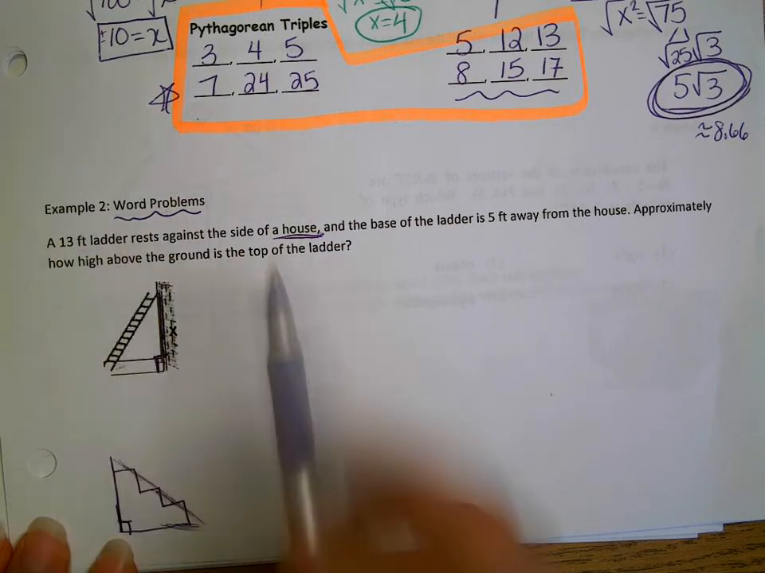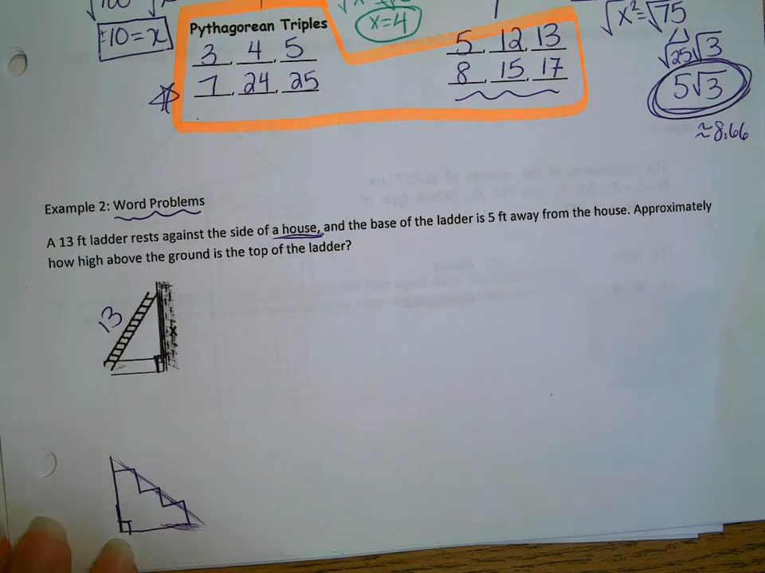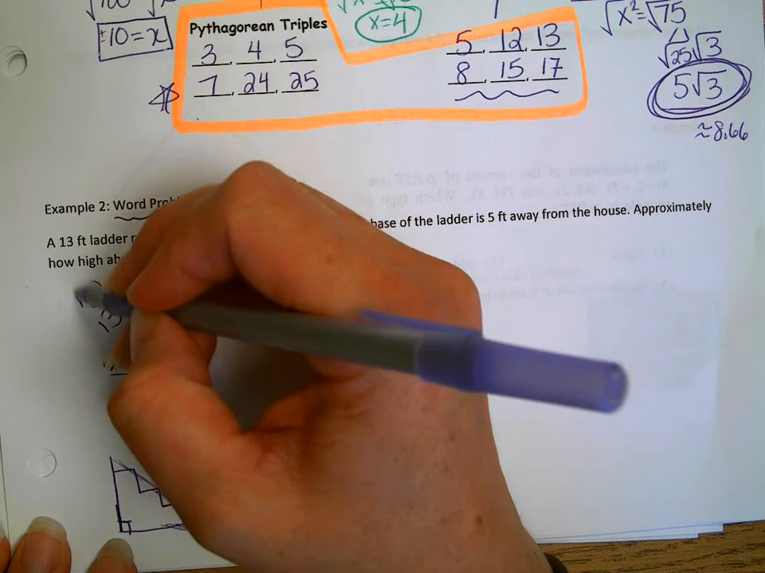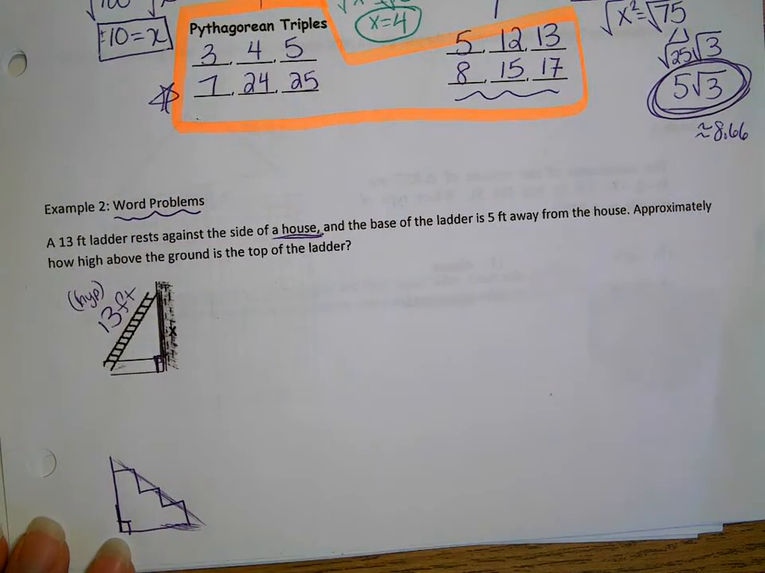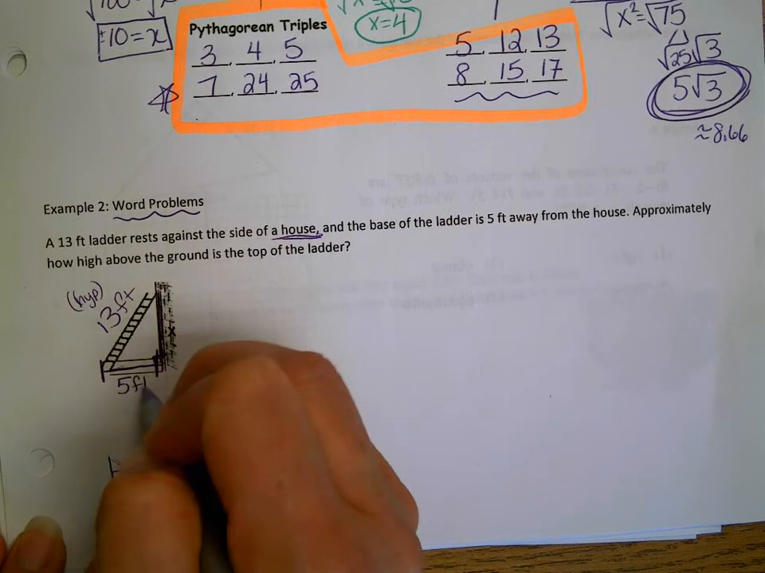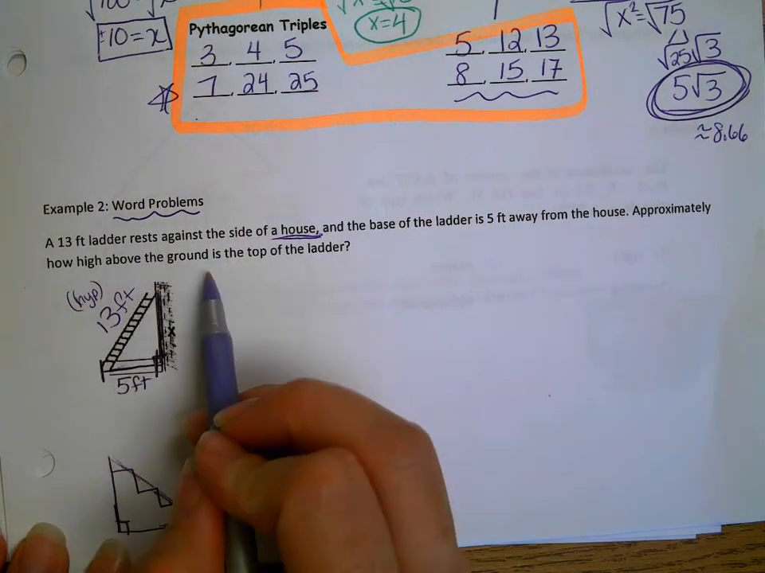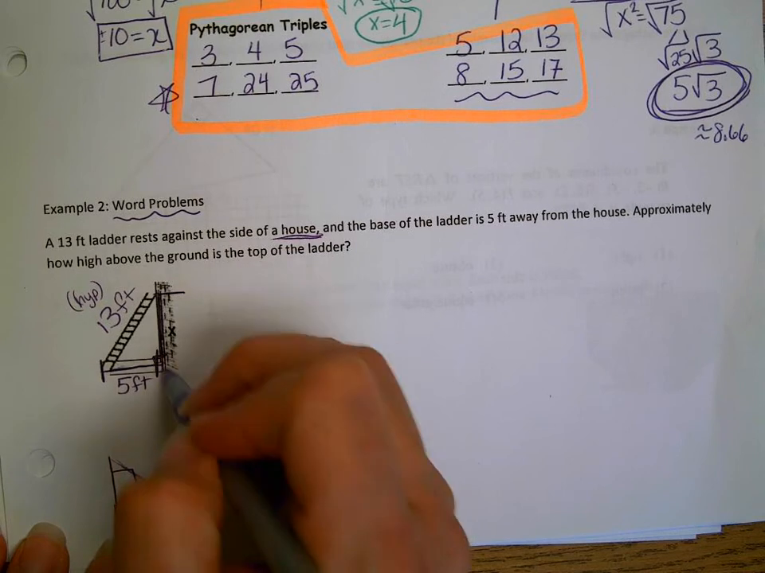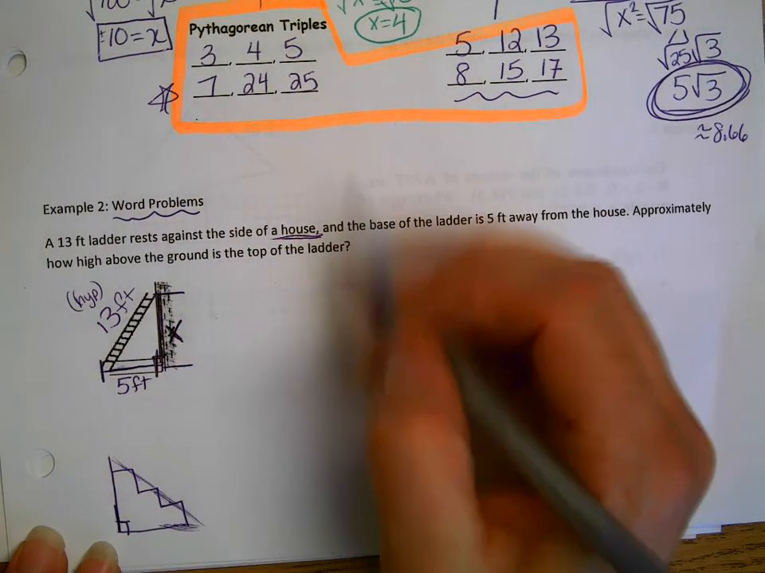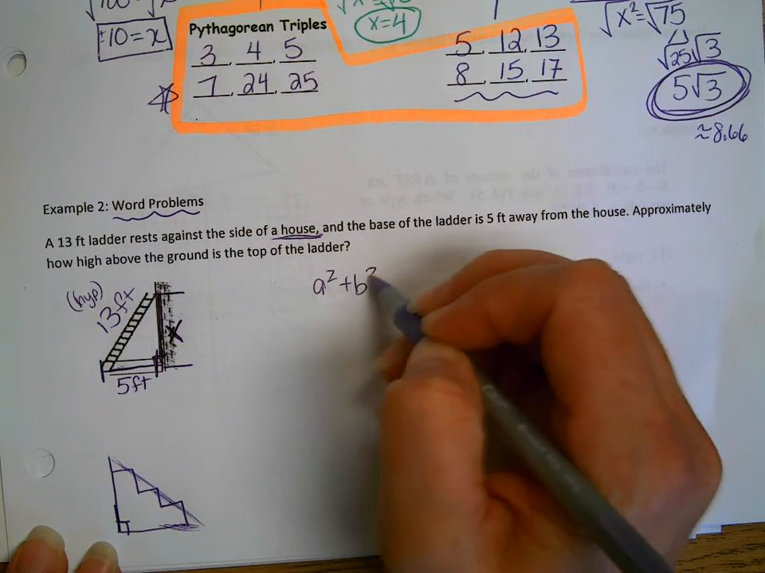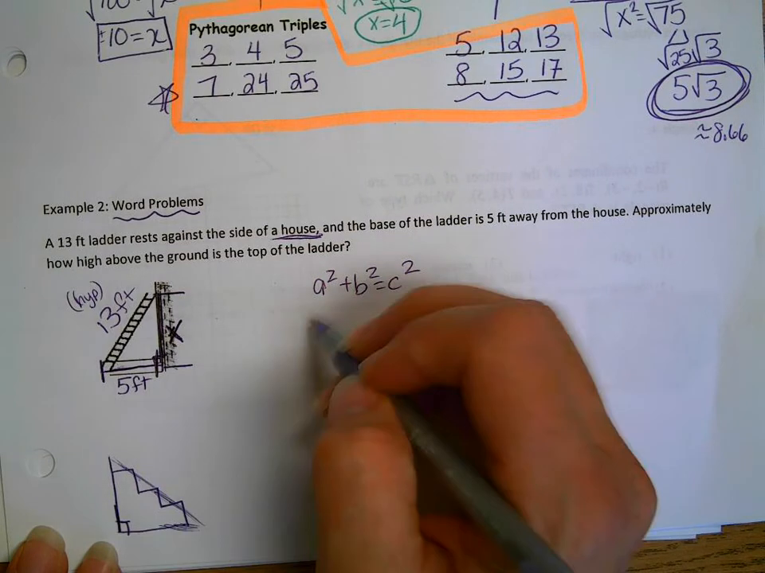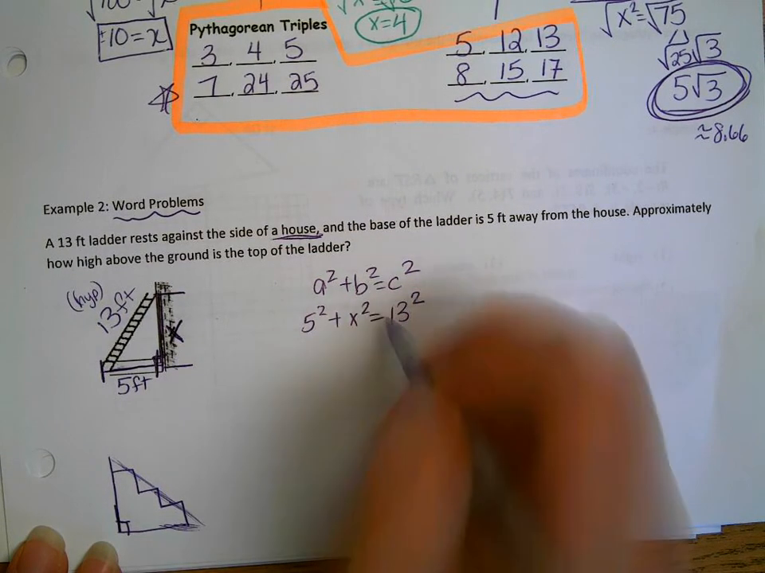The 13-foot ladder rests against the building. So again, we do want to be drawing pictures and labeling them appropriately. So the ladder is 13 feet. That represents the hypotenuse of our triangle. And the base of the ladder, so how far the base of the ladder is to the house, is 5 feet. Approximately how high above the ground does the top of the ladder reach? So we're looking for x here, which is the height of that ladder. So our Pythagorean theorem says a squared plus b squared equals c squared. Again, our hypotenuse, that 13, goes in by itself. The 5 squared and the x squared can go anywhere they want.